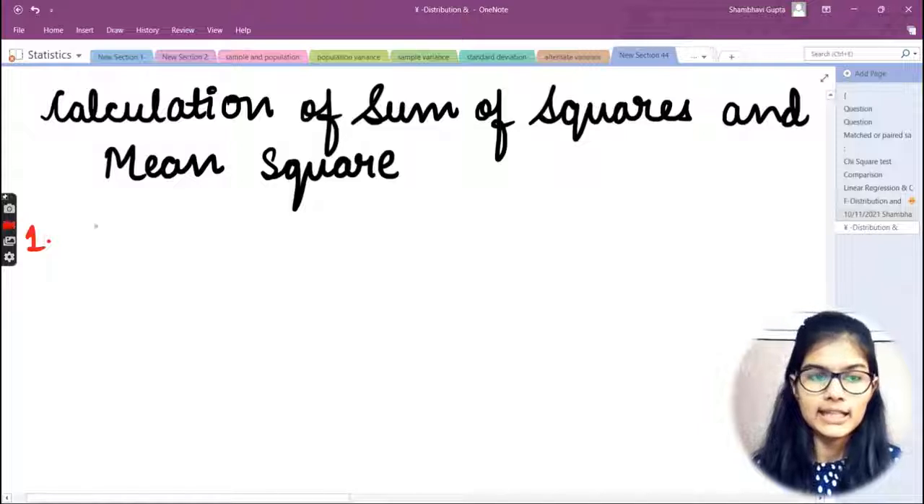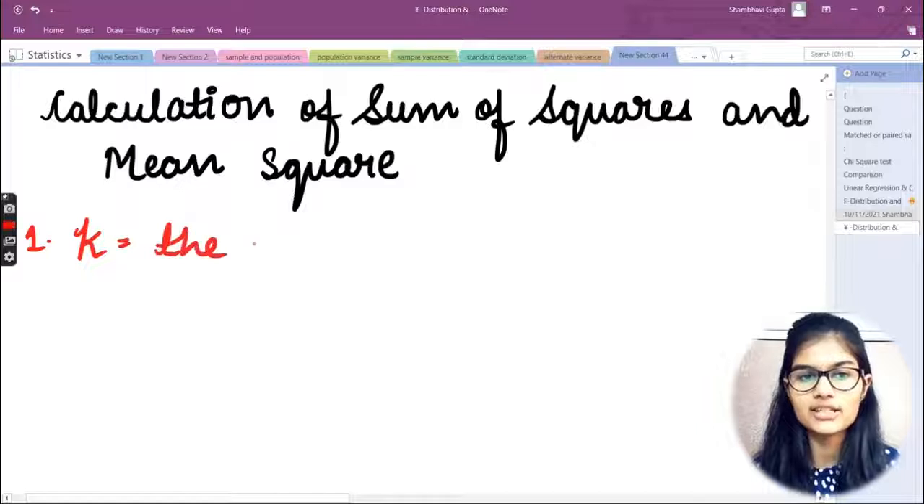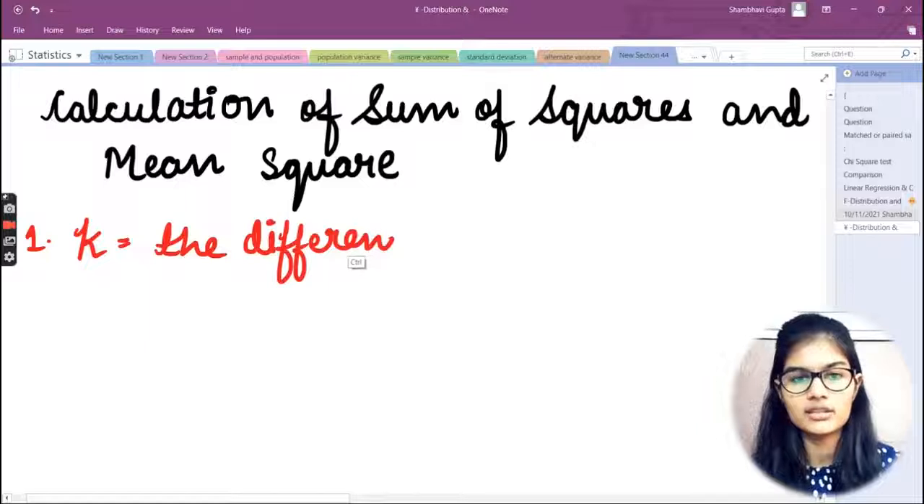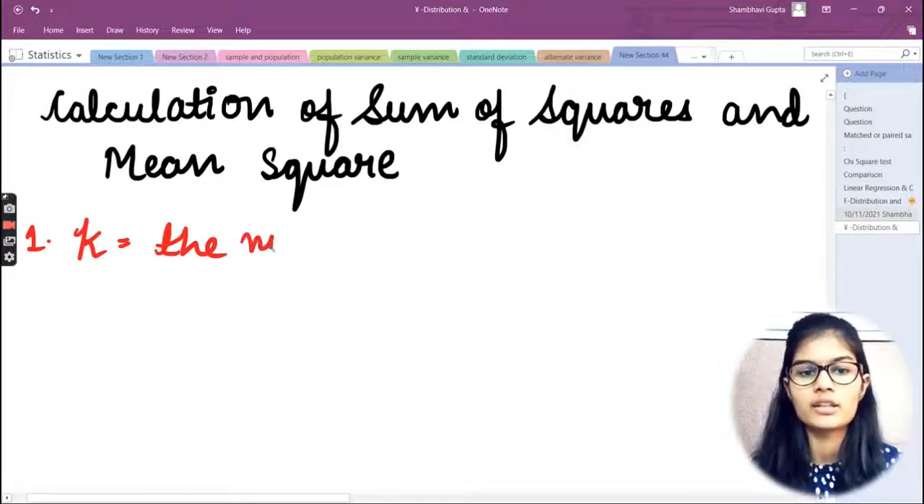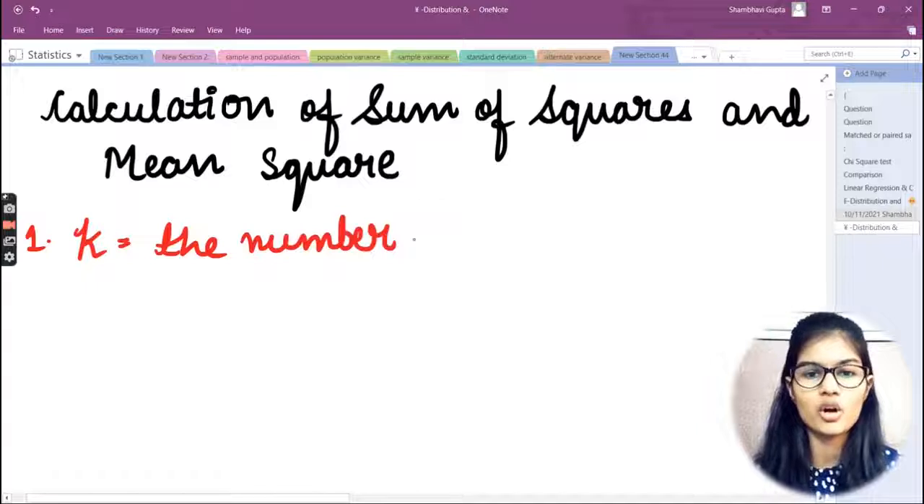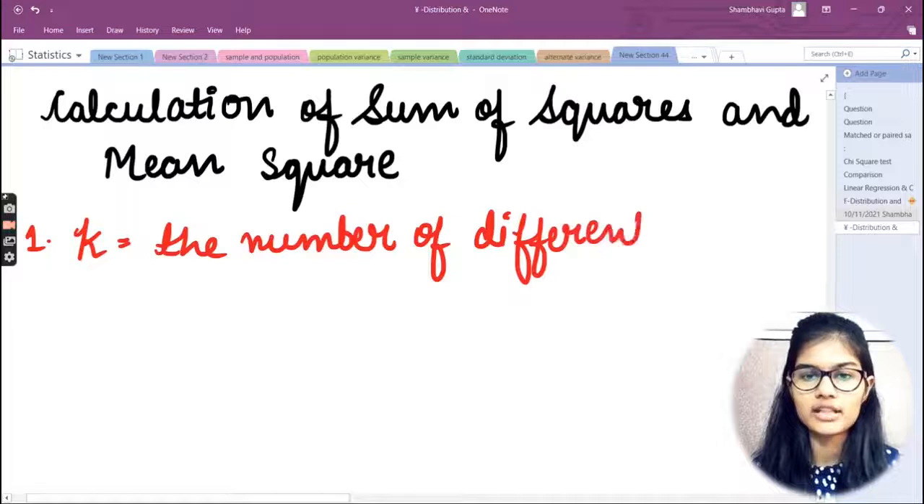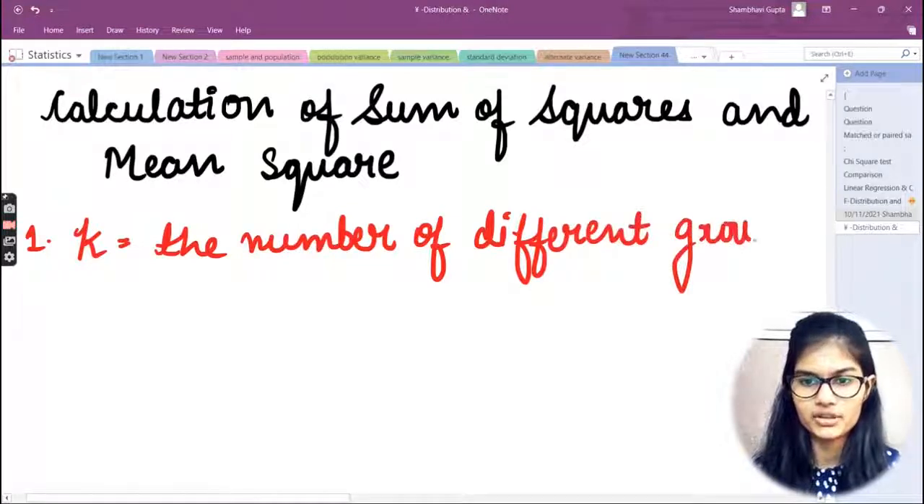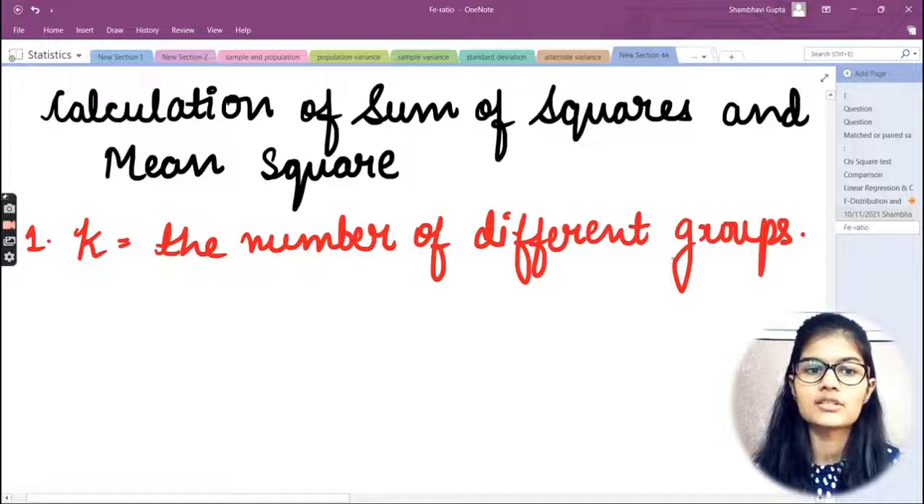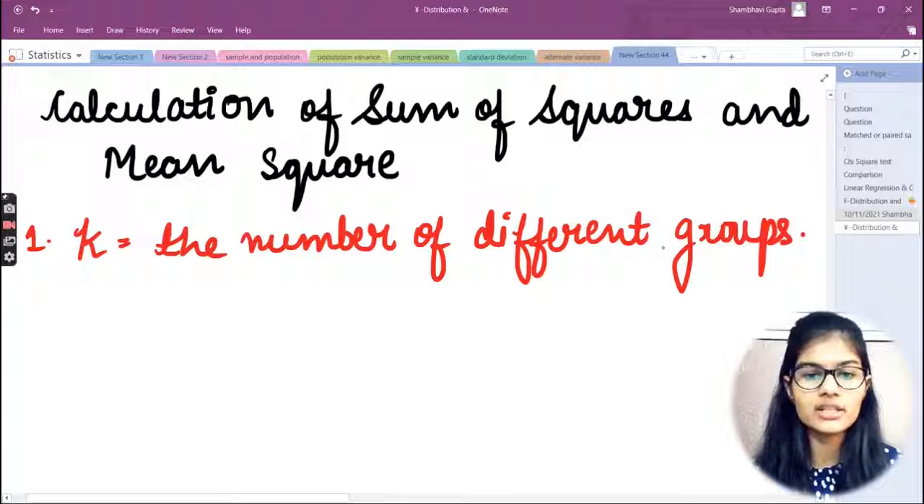Here we have the first one, that is k, the small k. It is the number of different groups, right? So k is one of the terms that we have, and it is the number of different groups.